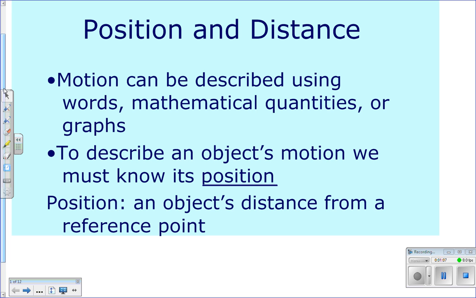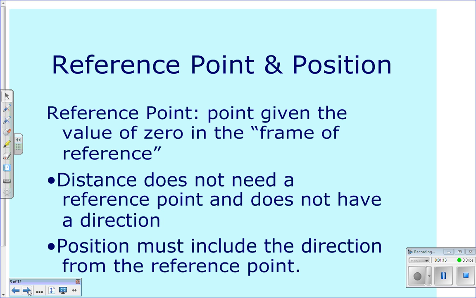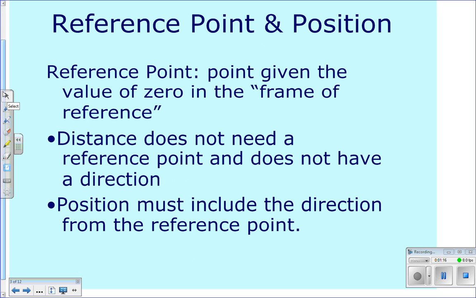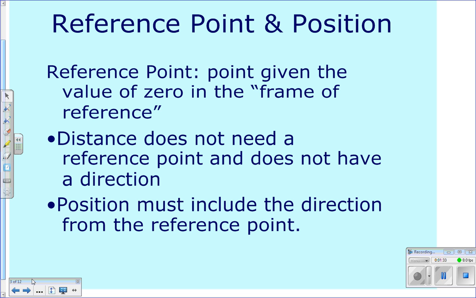So a reference point is something that is within the frame of reference and has the value of 0, whatever units you're measuring in. 0 miles, 0 meters, 0 kilometers, 0 centimeters, whatever. So again, the reference point is a point within the frame of reference, the field of view, so to speak, that has a value of 0.